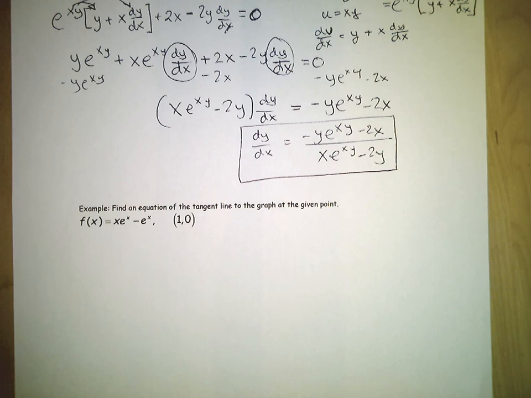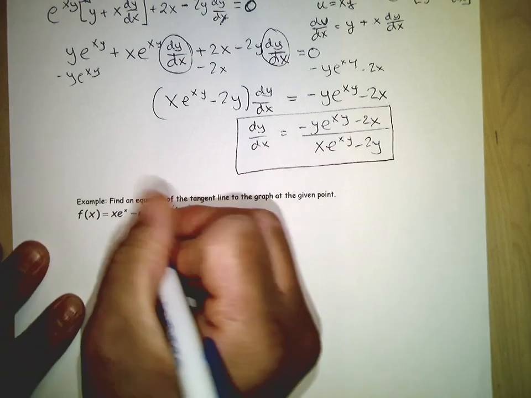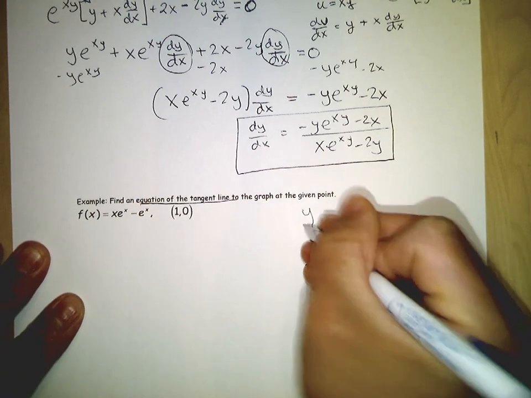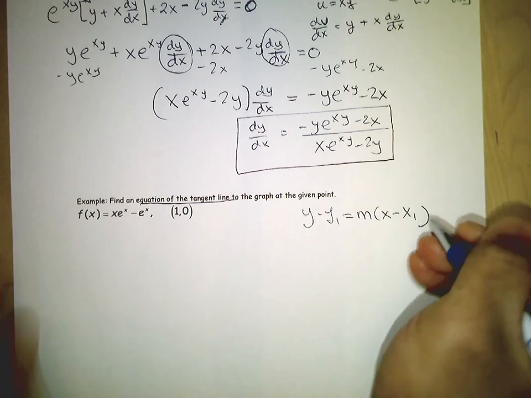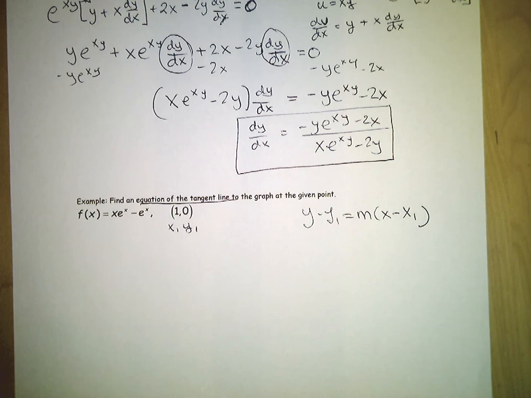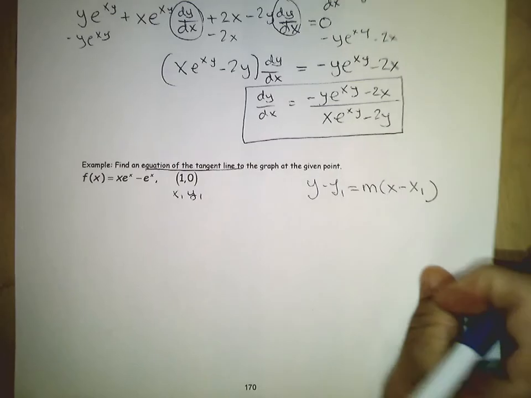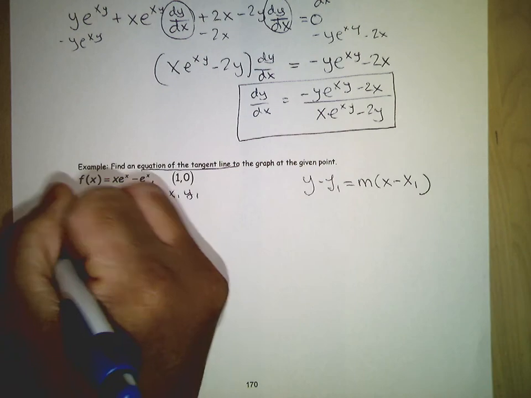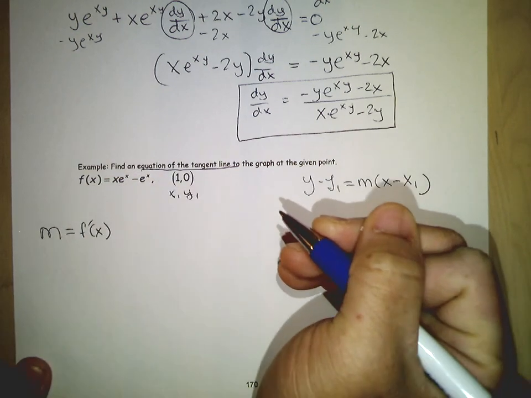All right, so now let's do another example here. Let's find an equation of the tangent line to the graph at the given point. So the equation of the tangent line again is y minus y1 is m times x minus x1. And here is x1 and y1. All right, so of course there are a couple of ways to do this, but in either case you need to find the slope. m is f prime of x, the slope of the tangent line.